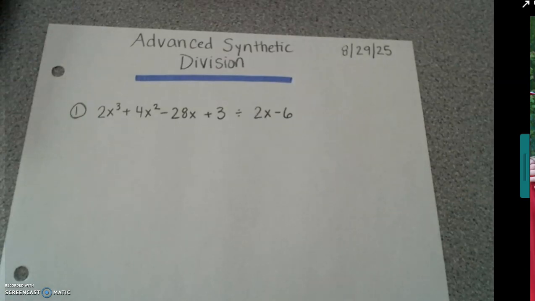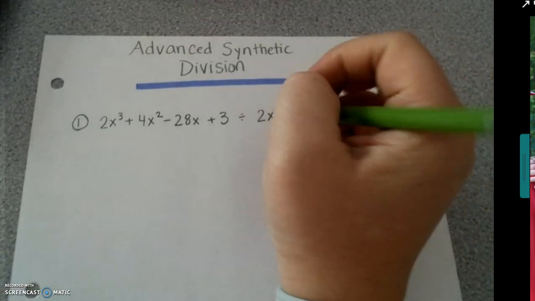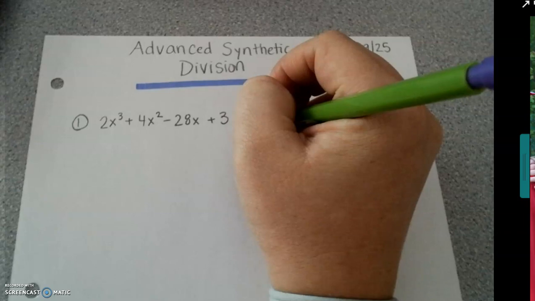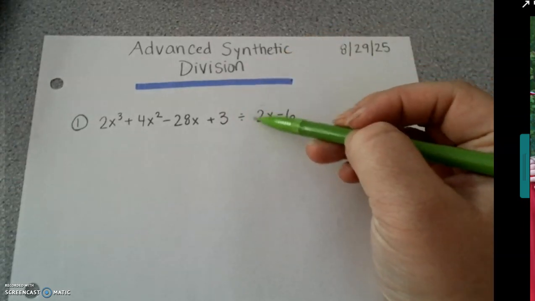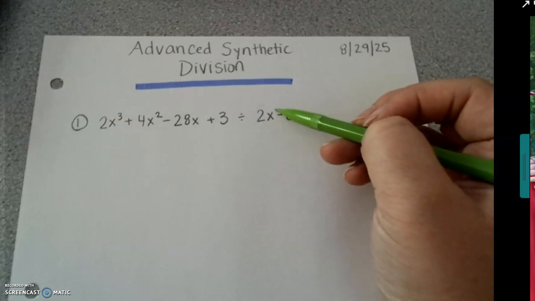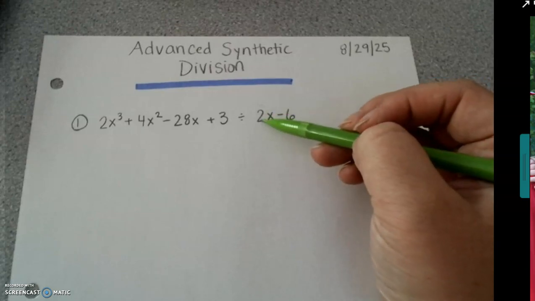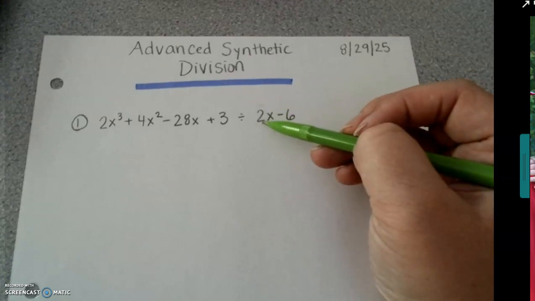Alright, so we're going to be doing advanced synthetic division. I want you to notice that typically with synthetic division, we have had 1 as our coefficient. We do not have 1 as our coefficient. So for synthetic division, we want a degree of 1. That's a non-negotiable. And ideally, we have a leading coefficient of 1 in our divisor. But as it is, this is not a leading coefficient of 1.